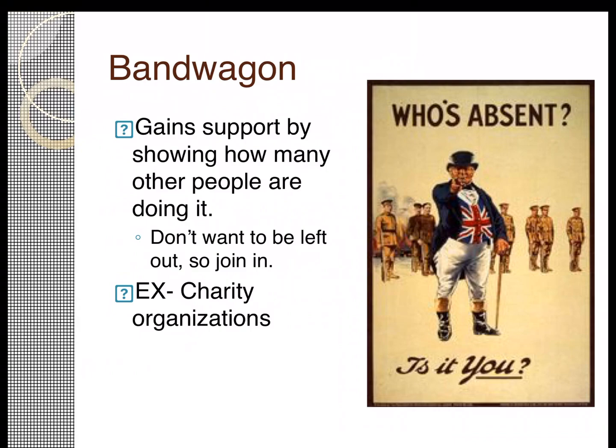All right, charity organizations. They'll talk about how many donors they have, how many people have come to their aid and how much money they've raised. And by showing those large quantities, it encourages others to give in to the cause.